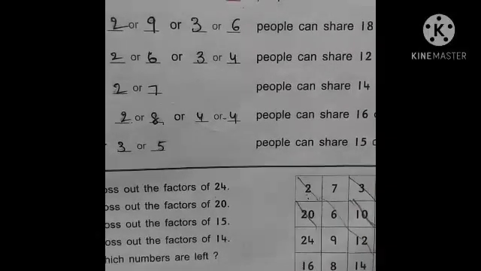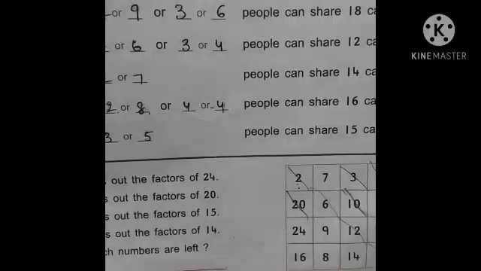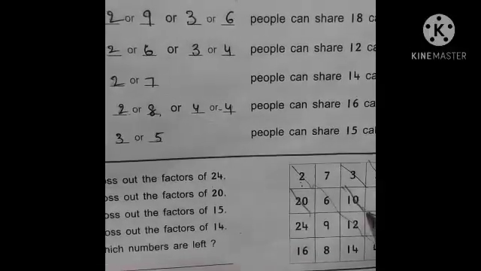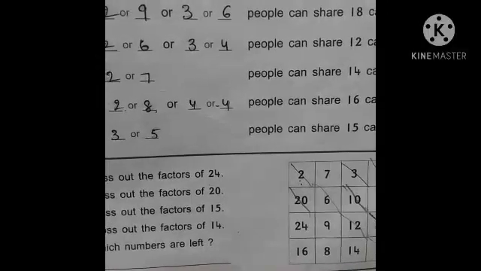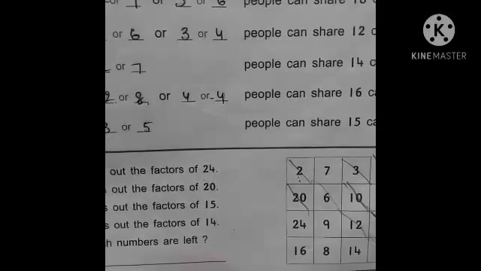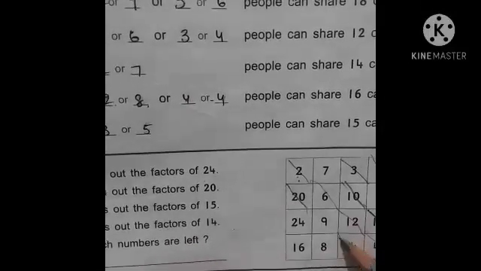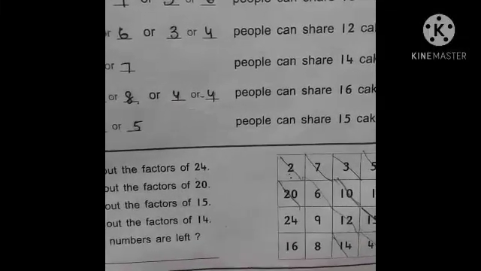3 5s are 15. 5 3s are 15. Okay. Next, 15 1s are 15. Cross out the factors of 14. 14 1s are 14. 7 2s are 14.